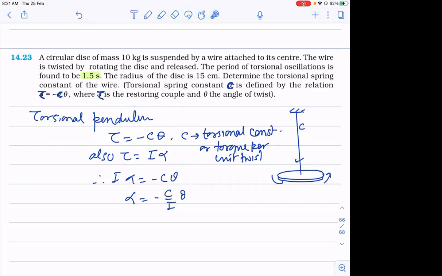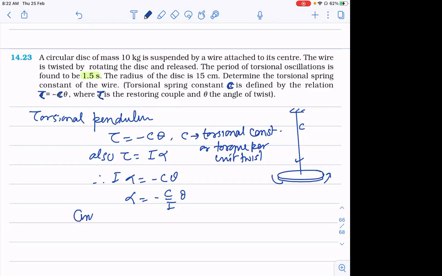Another relation we know, tau is equal to I alpha. We equated both and put this value here. Now what we get is alpha, the angular acceleration, right? And here I was sent to the bottom. But if you don't change the symbol, alpha will come here too and you will get confused. Therefore, I have changed the symbol to C. So now this has to be omega only.